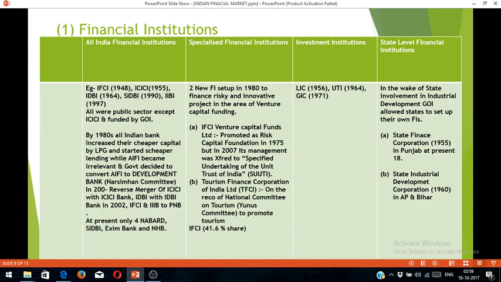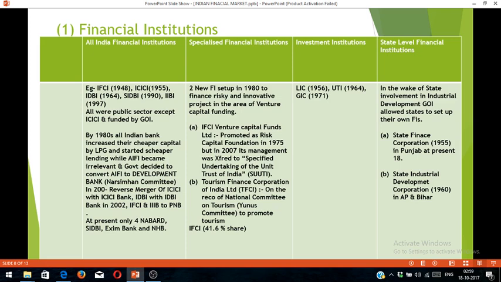Fourth one is the state level financial institution. What happened in the wake of state involvement in industrial development: the Government of India allowed states to set up their own financial institutions. On one side the government was giving priority to setting up financial institutions for long term financing, and on the other side the states were just looking to the center, wondering what the state will do for their development. So the government decided to give states the freedom to develop their own financial setup, so that they would also start some big projects.